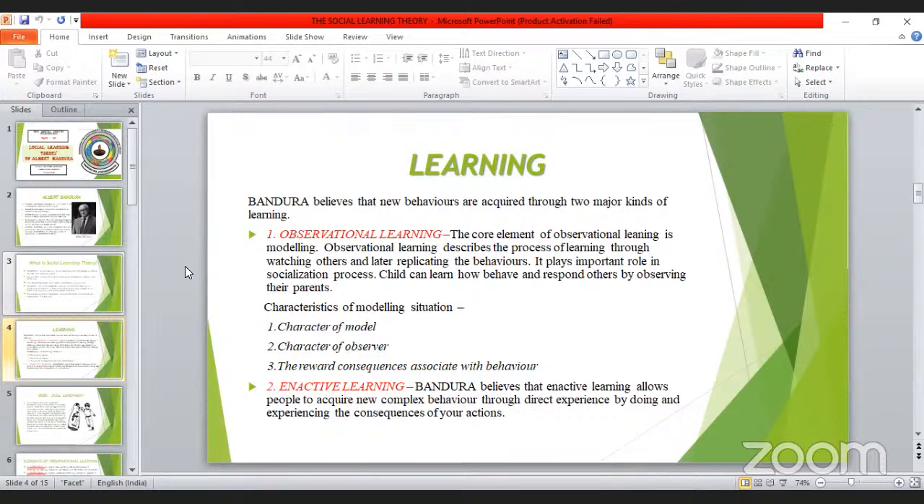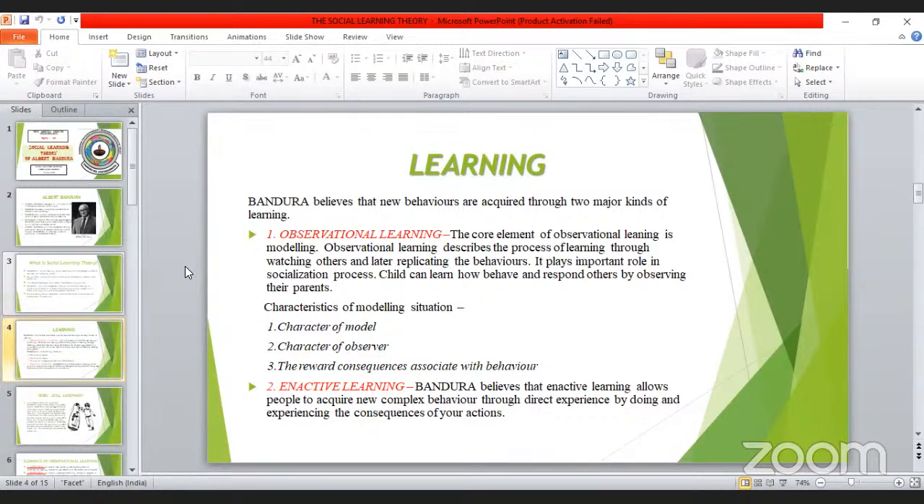Two major kinds of learning: observational learning and enactive learning. Ma'am, just once again, please explain enactive learning in a few lines, the last part of what you said. Okay. In observational learning, the learner needs to learn through observing others, through observing the model.